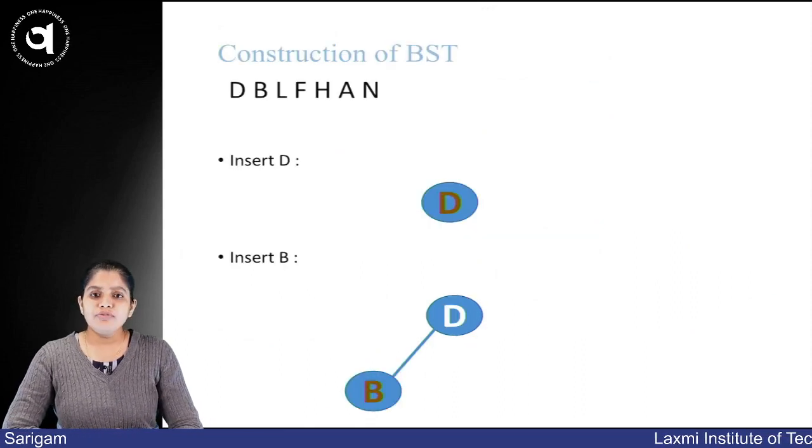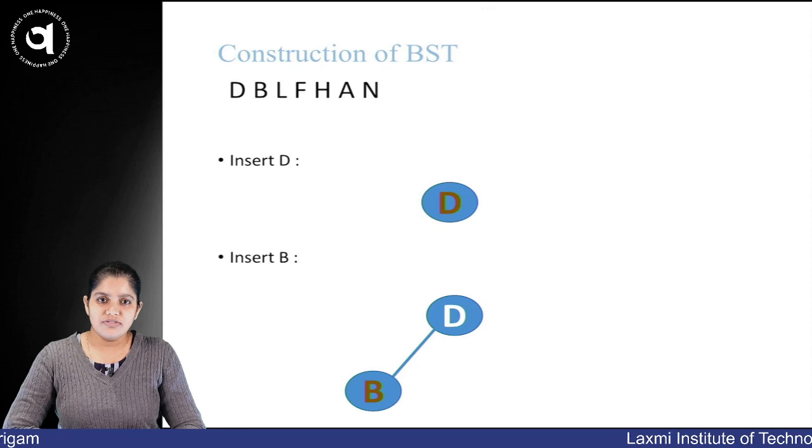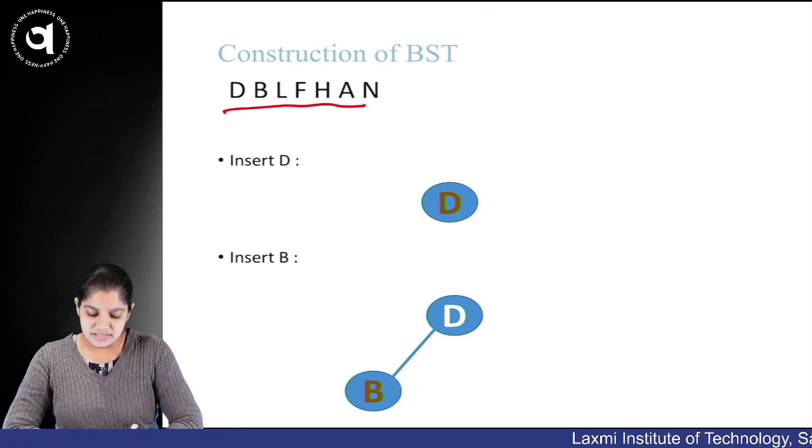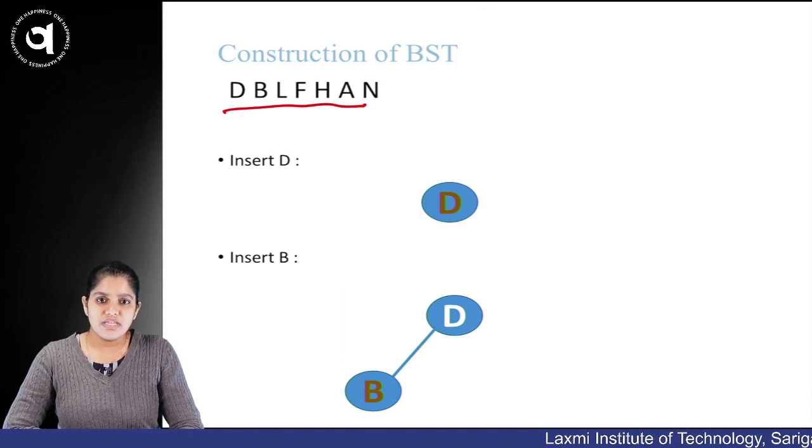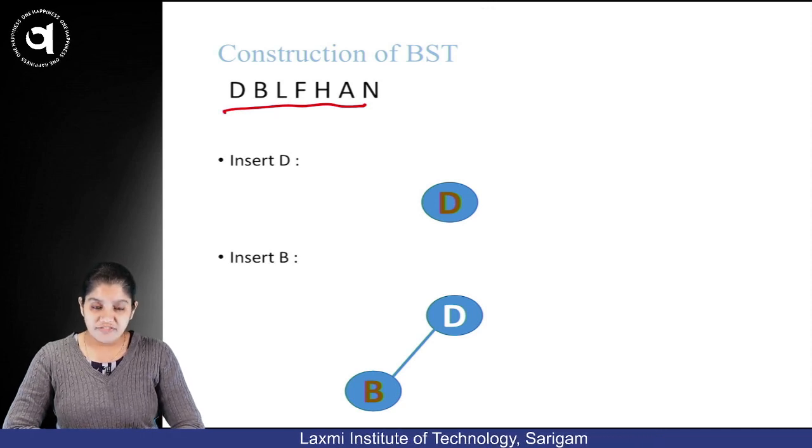Now, how to create a binary search tree? This is the construction of a BST. Suppose I am given this sequence: D, B, L, F, H, A, N. This is an alphabetical sequence. It is not compulsory that you will be given alphabets; it can be numeric numbers as well. Here, in the alphabetical case, we need to follow the alphabetical order.